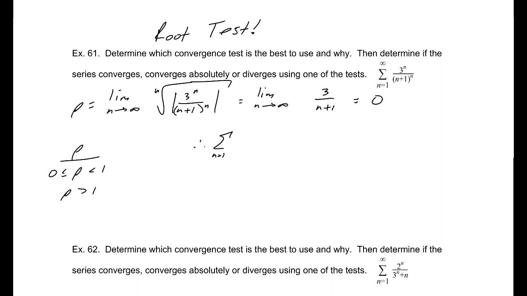The sum, n equals 1 to infinity, of 3^n over (n+1)^n. Therefore, that converges absolutely. Which means the series converges.